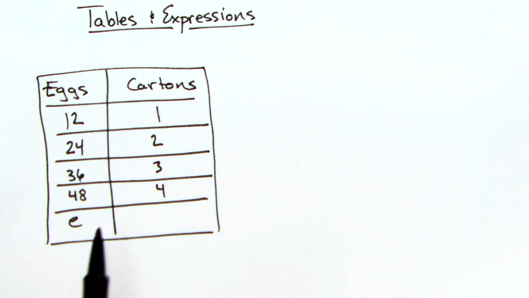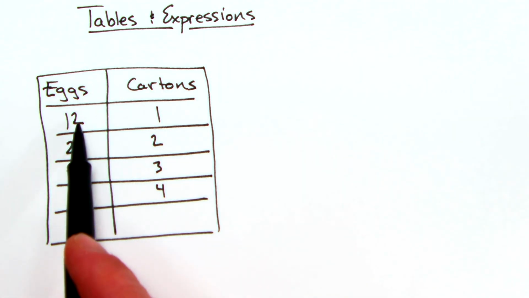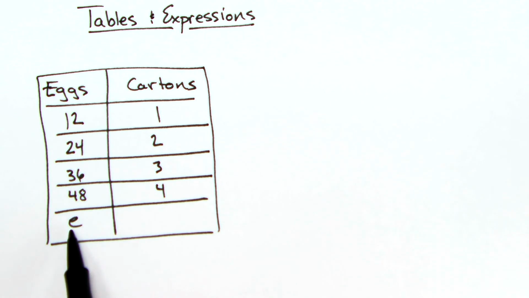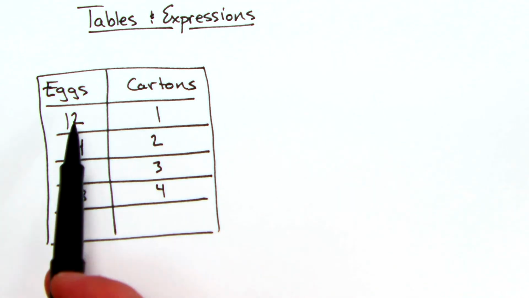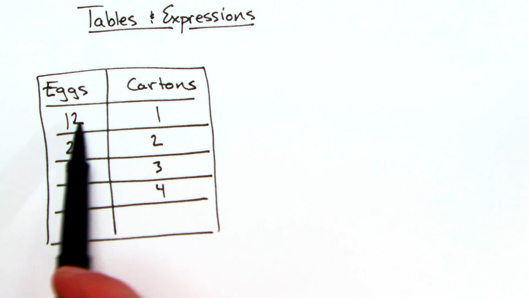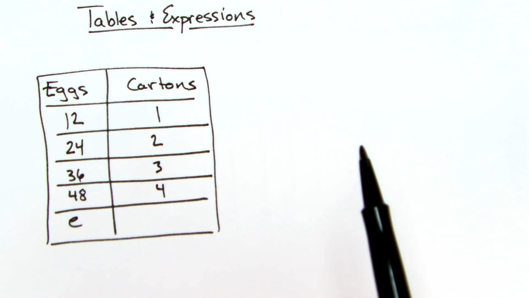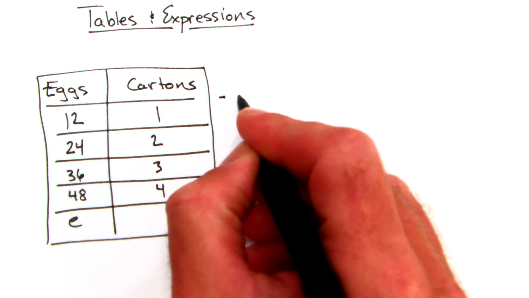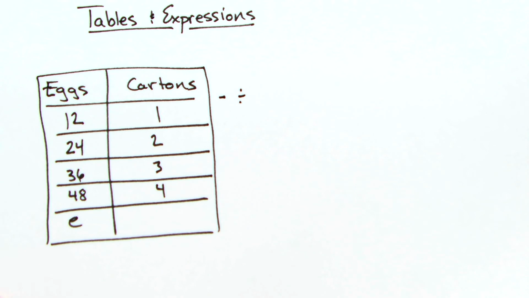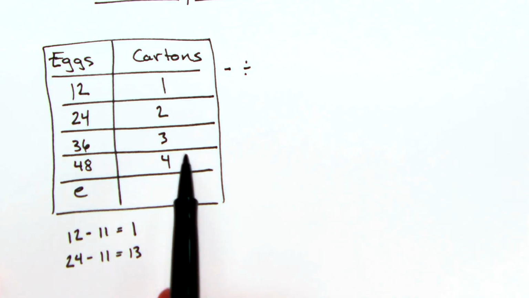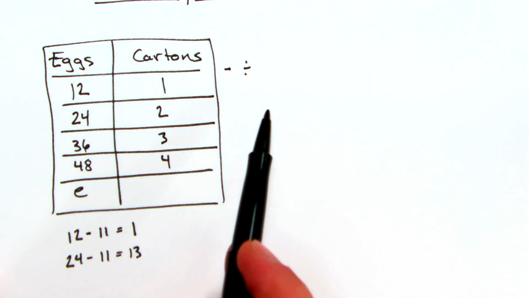So if I have a chart or a table and my in numbers are 12, 24, 36, 48, and an unknown, my outs are 1, 2, 3, 4. I need to find a relationship that exists between each one of these pairs. Now to get from 12 to 1, I'm getting smaller. So that means I'm either going to subtract or divide. Well, let's try subtraction first. So let's try 12 minus 11 gets me 1. Let's try that with 24. 24 minus 11, well, that gets me 13. That doesn't work. I need to get a 2. So let's go the division route.